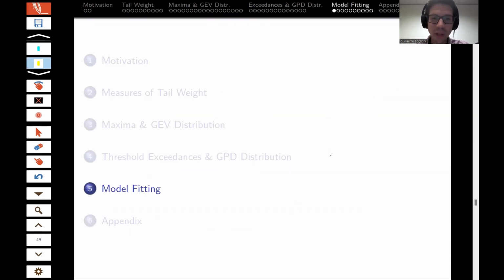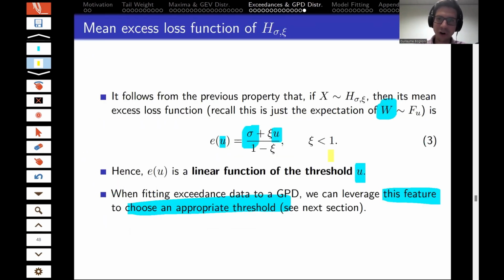Again, this is in theory. Maybe in practice you'll see that the xi are actually kind of variable. But if you do see that they become stable after a certain threshold, you can pick that as a threshold U.